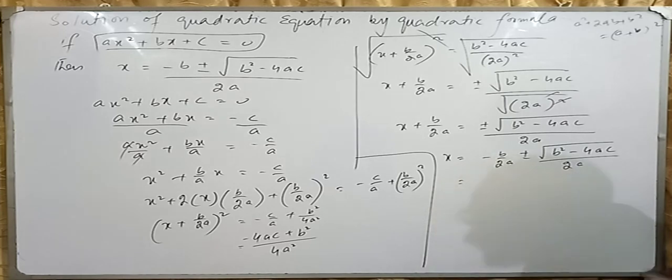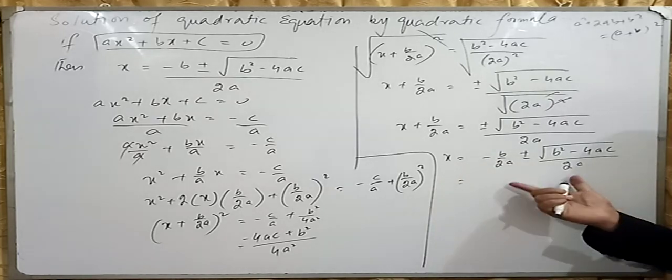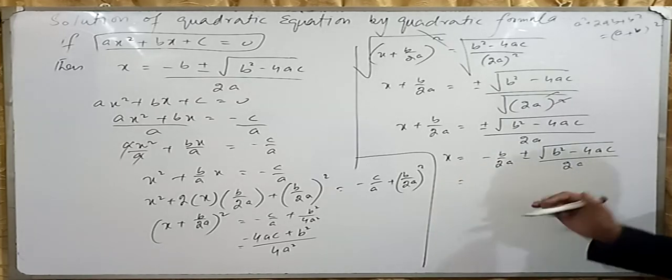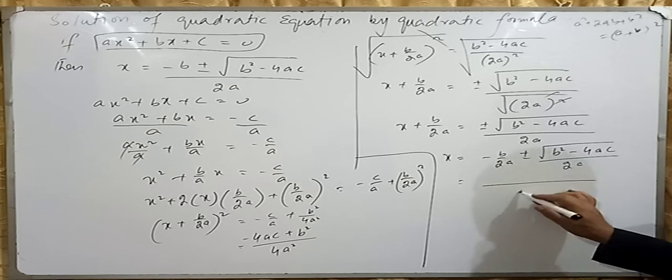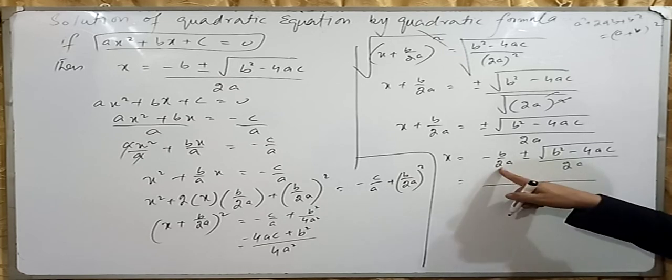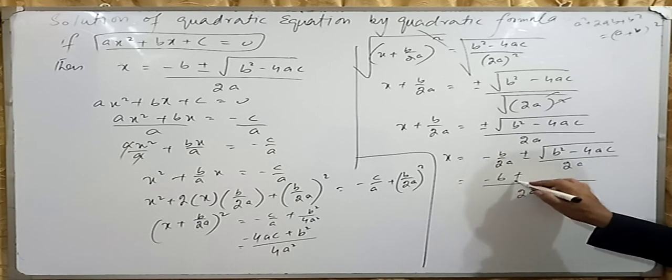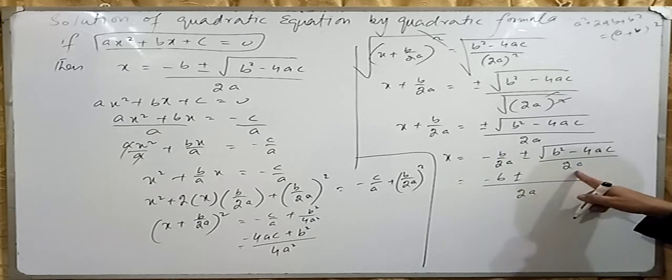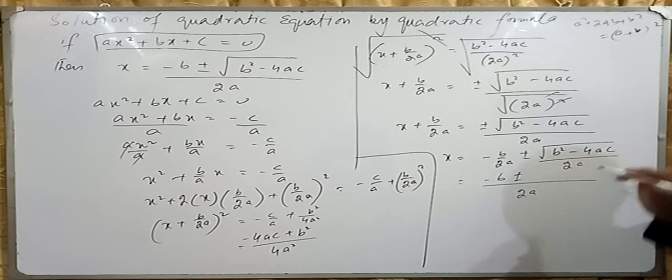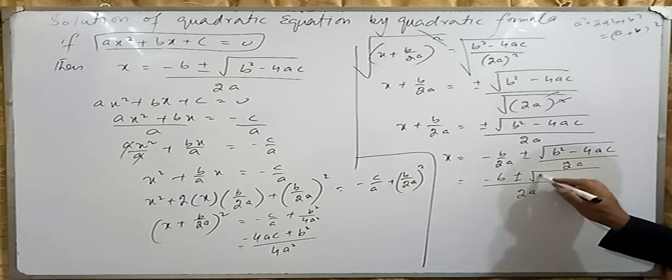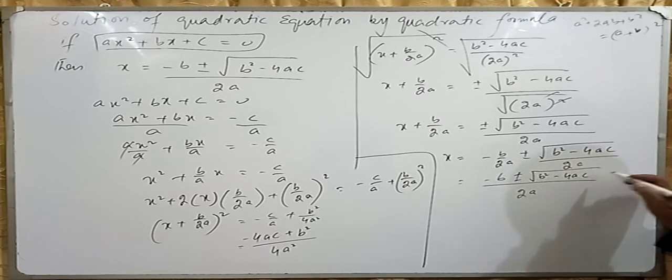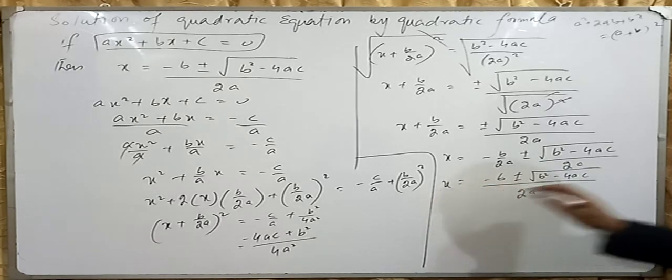Now again we have two terms. So if we have two terms, what we have to do, we will take the LCM. What will be the LCM? 2a. 2a divided by 2a, 1. 1 multiplied by minus b, so minus b, plus minus. 2a divided by 2a, 1. 1 multiplied by this term, so it will become this term, b square minus 4ac. And here we have x.